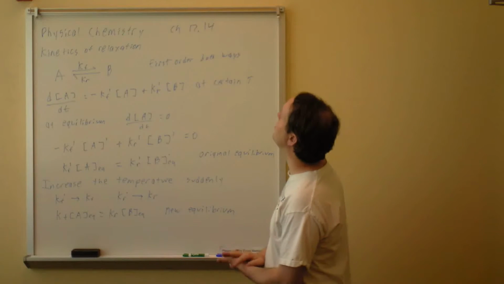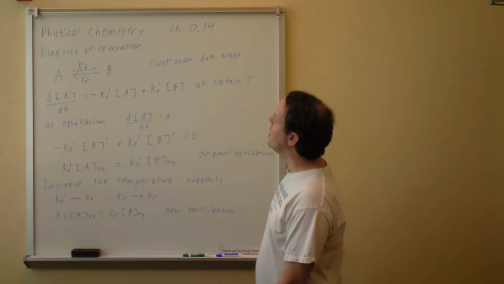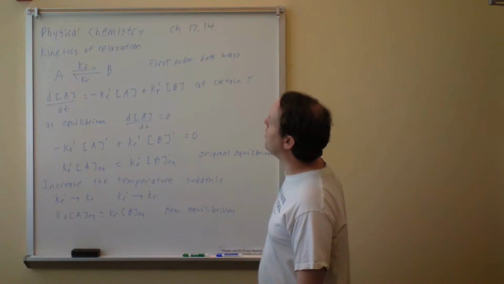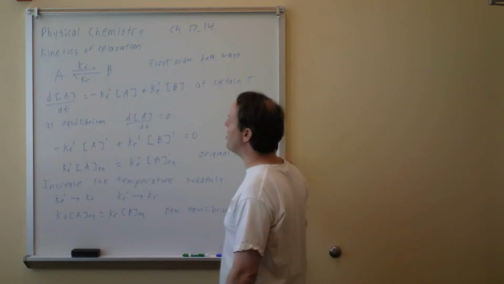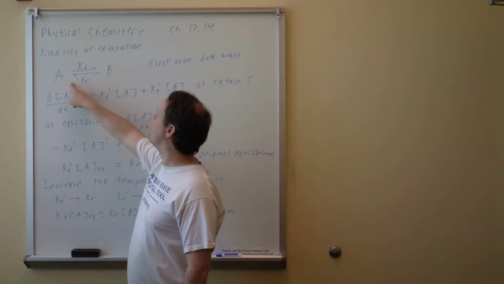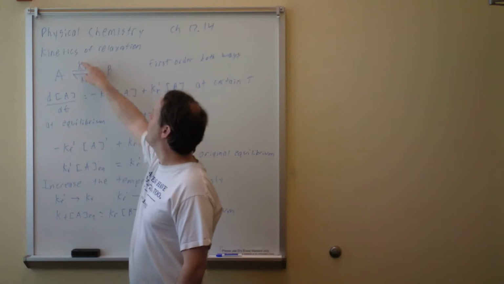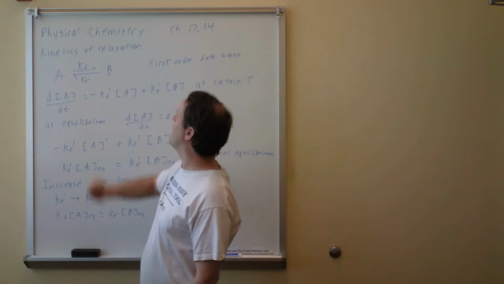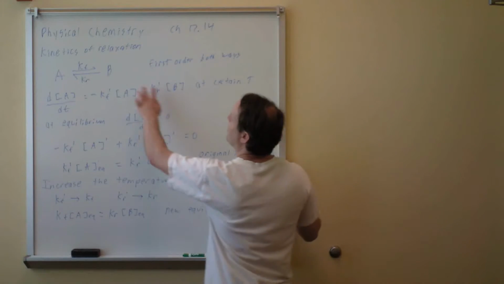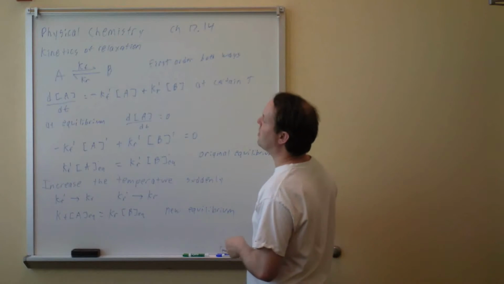Okay, continue on physical chemistry, chapter 17, section 14. So now that we've perturbed our system, we can talk about the kinetics of relaxation. So let's just talk about the easy reaction, A in equilibrium with B. So we have a rate constant for the forward reaction, a rate constant for the reverse reaction. Obviously this is first order for both directions.